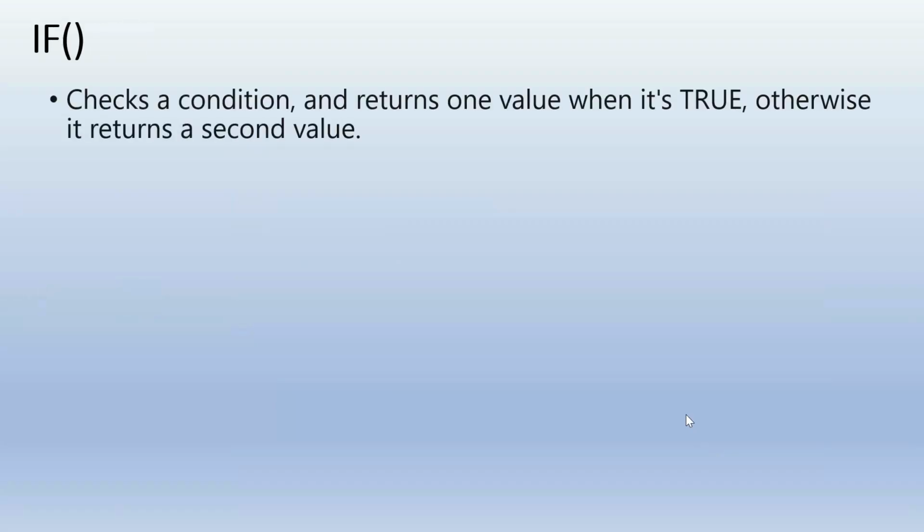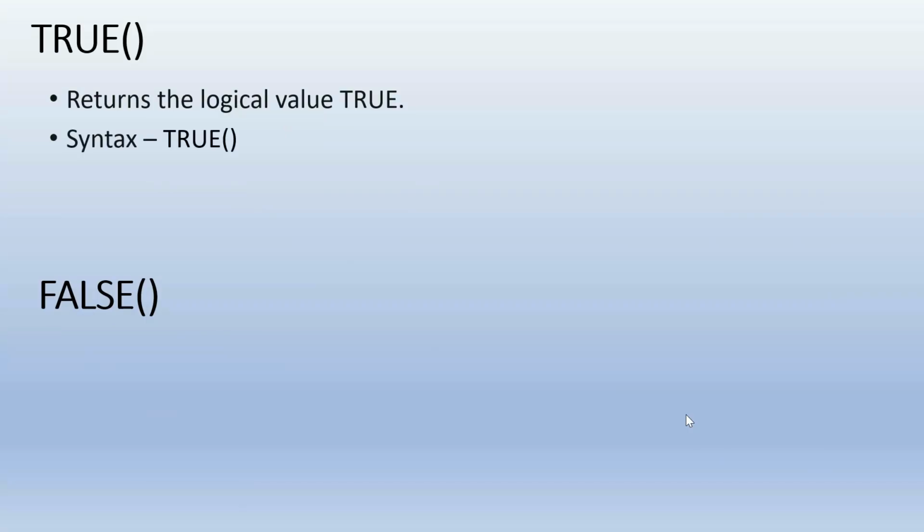As we saw in the last tutorial, the if condition was checking the logic and returning values on the basis of a true or false condition, right? So now we have logical functions, true and false. The true function always returns the logical value true, and the syntax is the same, TRUE, and we don't have any kind of parameters inside this function, right? And as I told you, it always returns true.